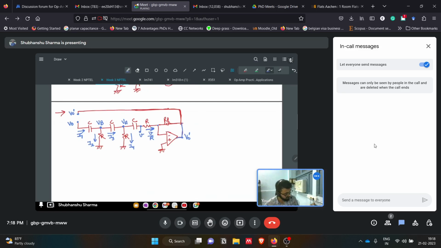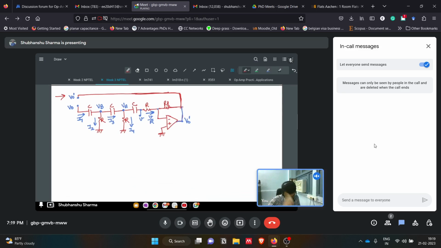How do we analyze? We'll simply use KVL and KCL. So we'll start with KVL at node A. KVL at VA. VA is there. So VA minus V by R, we can write, is the current through the capacitance. So that is 1 by SC. We are solving in the S domain. Which is equal to V.